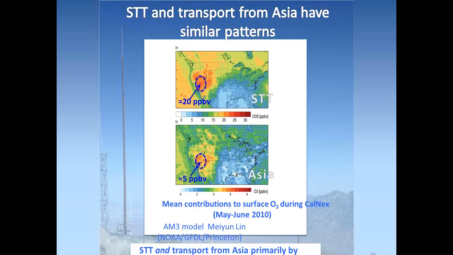They look very similar, but the stratospheric contribution during these months is about four times as big as the contribution from Asia. So it really plays a much bigger role in the Southwest in May and June than transport across the Pacific. The reason they look so similar is that much of that trans-Pacific transport actually takes place with stratospheric intrusions. That is, much of the precursors, NOx and VOCs, that are emitted in Asia are entrained into the warm conveyor belt of the developing cyclones over East Asia and then carried across the Pacific that way.